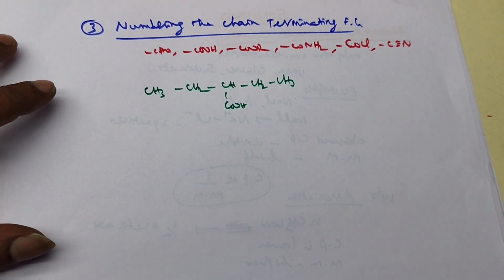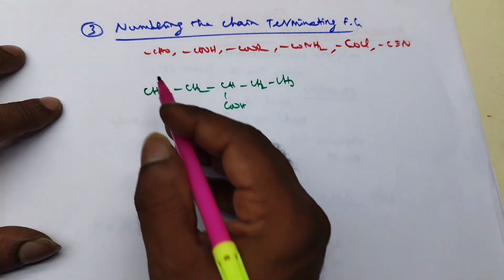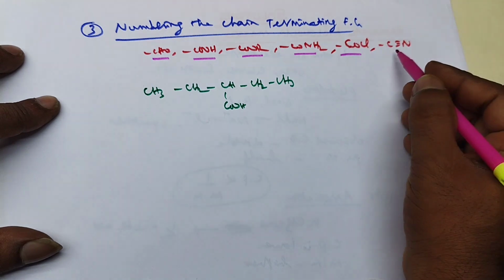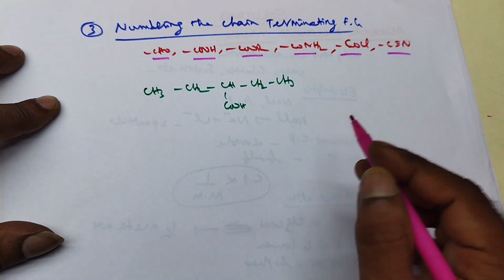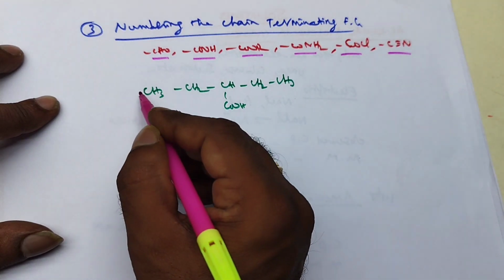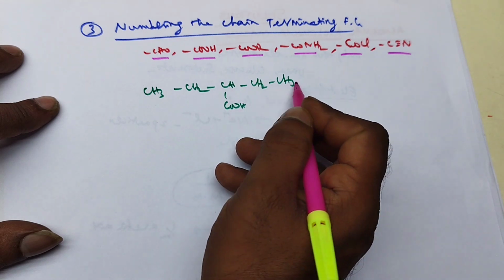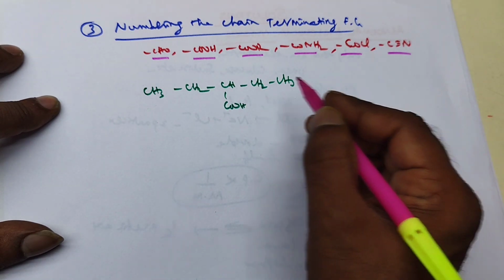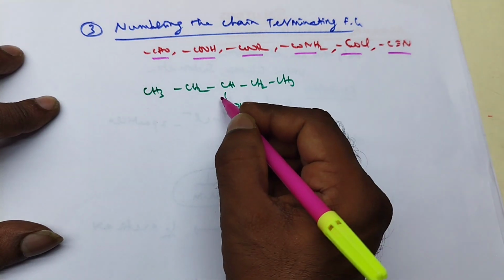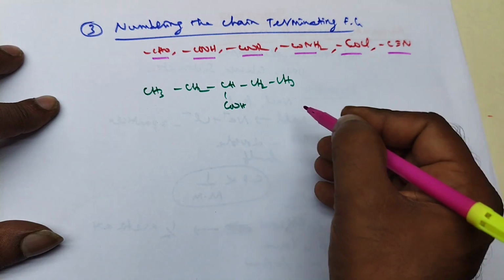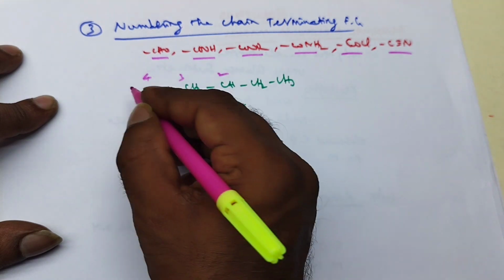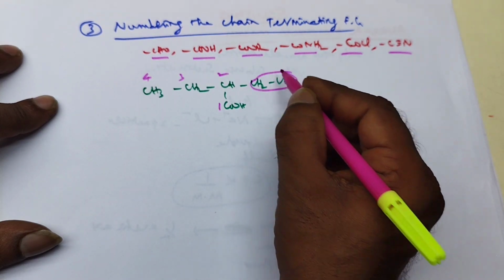Another rule is numbering with terminating functional groups. The functional groups are CHO, COOH, COR, CONH2, COCl, CN. These are all functional groups containing carbon atoms. Suppose in this type of example, if we start numbering from here, 1, 2, 3, 4, 5, 5 is the maximum number of carbon atoms, but it does not cover the functional group. So you have to give preference to numbering from the functional group. Since the functional group has a carbon atom, you start numbering from here, 1, 2, 3, 4. This is the correct way of numbering the carbon atoms, and the other chain is treated as a substituent.